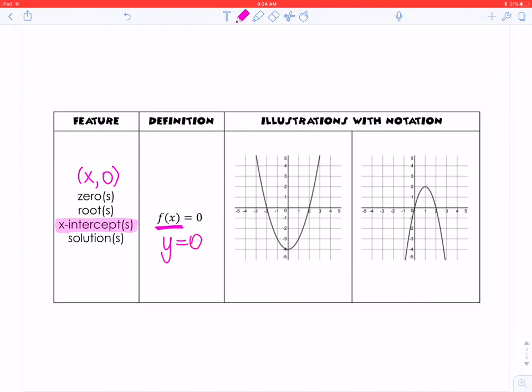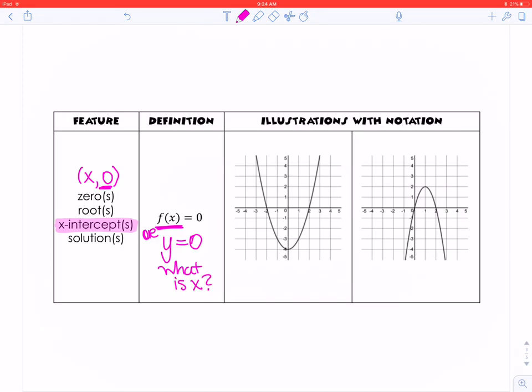So f of x is the exact same as y. So this just as easily could say y equals 0. Right? Go back to your ordered pair. Y equals 0, solve for x. Find your x-intercepts. So if y equals 0, what is x?